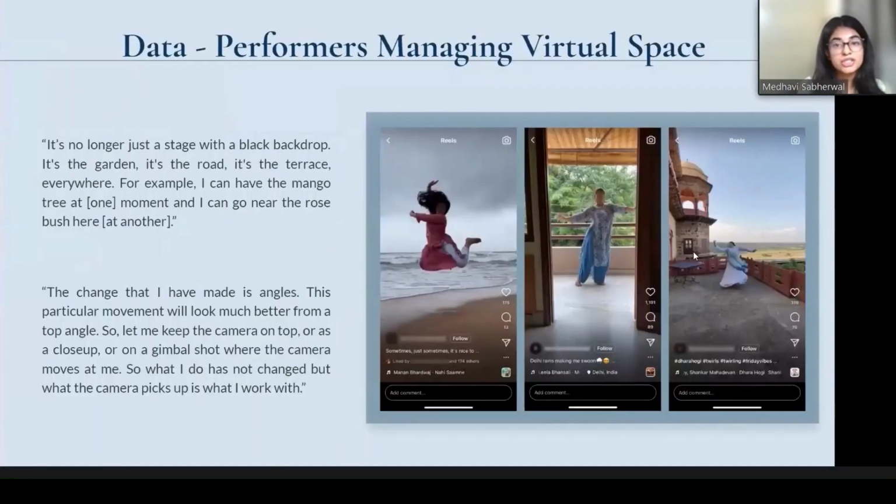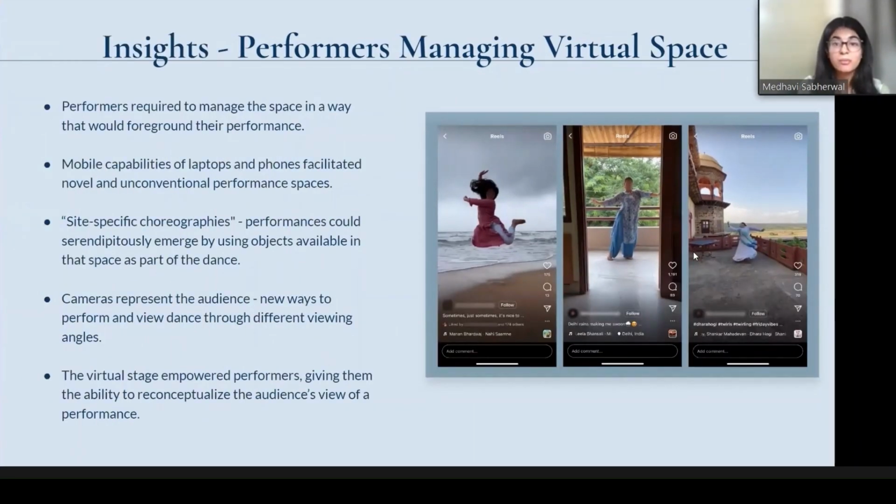On a virtual stage, performers manage their space in a way that foregrounds their performance. Here we see how the mobile capabilities of the laptop facilitated novel performance spaces like beaches, balconies, and historical sites that resulted in site-specific choreographies. We found that performers had more control over making decisions about what to show an audience because they treated laptop cameras as if it was the audience.